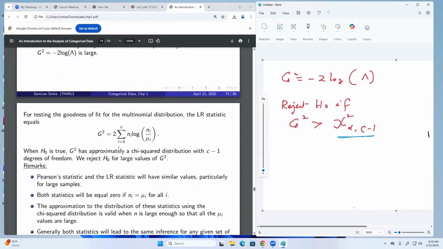Okay. Some comments: for this problem, for the multinomial problem, our G squared statistic takes the following form. If you take G squared, it turns out to be 2 times the sum of n_i log of n_i over mu_i.